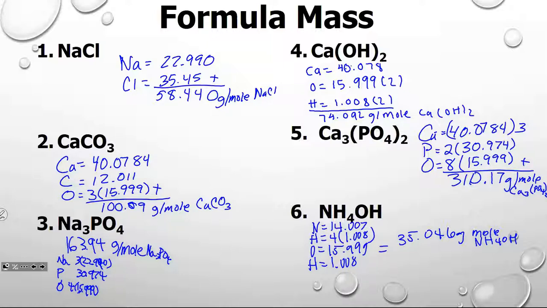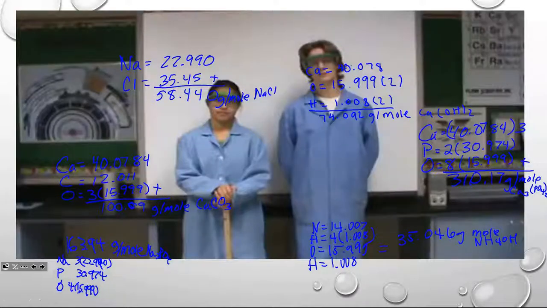So, did we get this one added up right? 163.94. Everybody get this? 163.94. Awesome. And calcium hydroxide, did we get 74.092? Okay, good. And for this one, did we get 35.046? All right, we're awesome. Okay, let's go ahead and move forward. We're going to watch this little thing to start it.